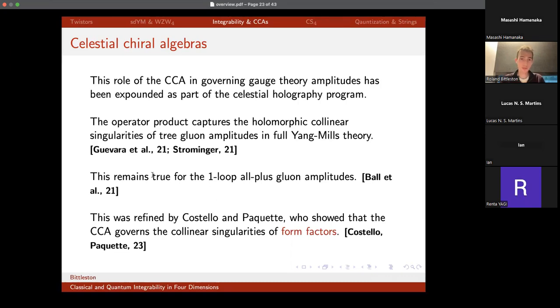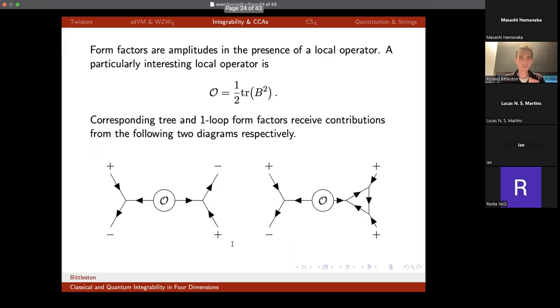In fact, it also captures the collinear singularities of the one-loop all-plus gluon amplitudes as well. But if you go to the one-loop one-minus gluon amplitude, you'll find that it's modified. So the precise correspondence between the algebra and amplitudes was refined by this work of Kevin and Natalie, where they showed that the celestial chiral algebra, or the hidden symmetry algebra, governs the collinear singularities of form factors in self-dual Yang-Mills, or in the 4d WZW model.